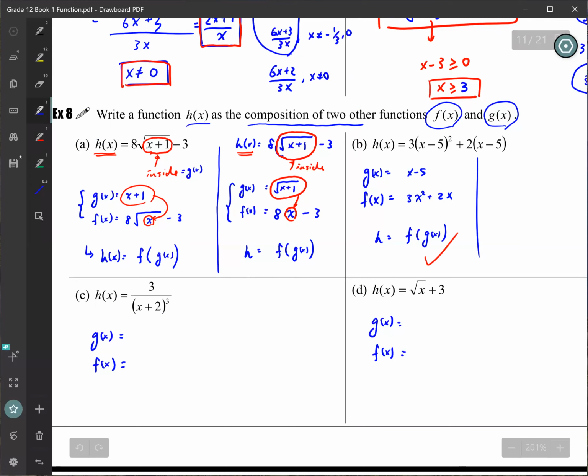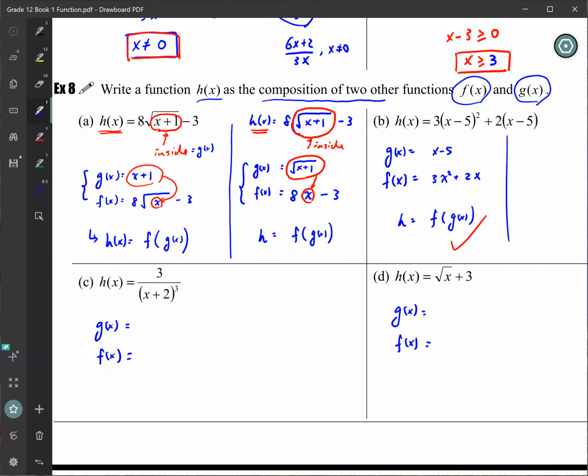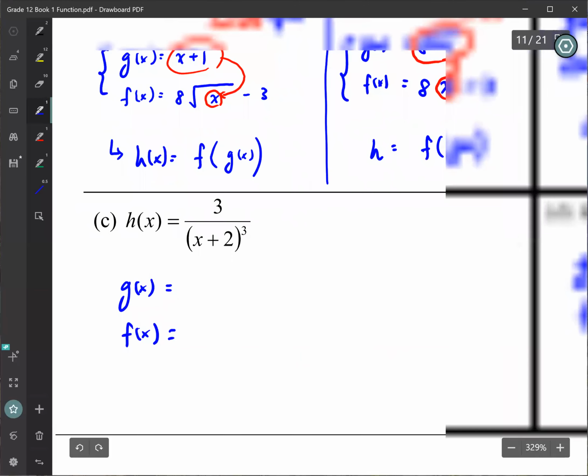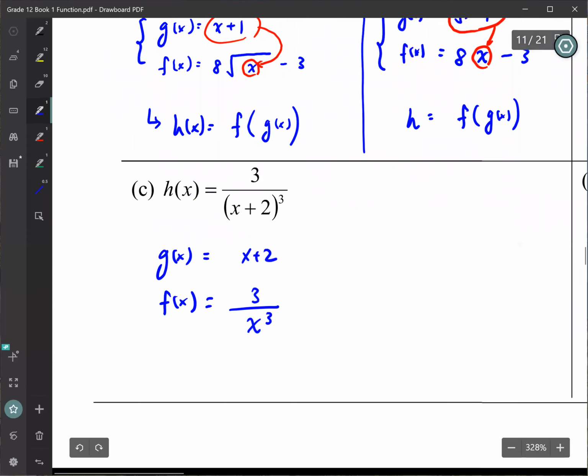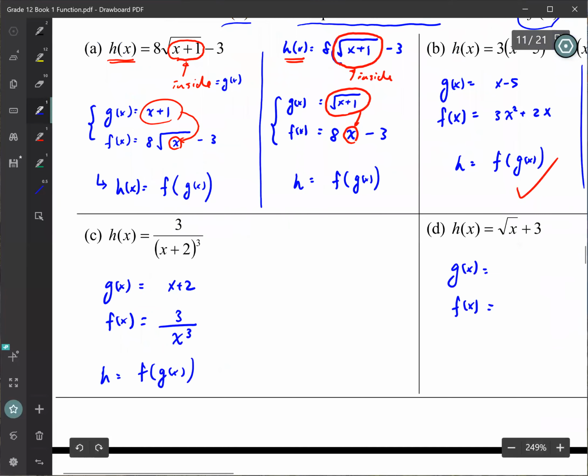Okay, Tiana, what's your choice for C? For g of x, I have x plus 2. Mm-hmm. And then for f of x, I have 3 over x to the power of 3. Okay. Thank you. Yeah, that looks good. So H is f of g. Anyone has different for C? Everyone think the same way?